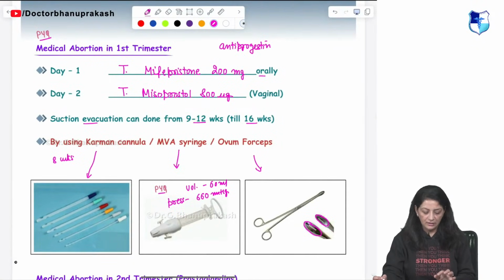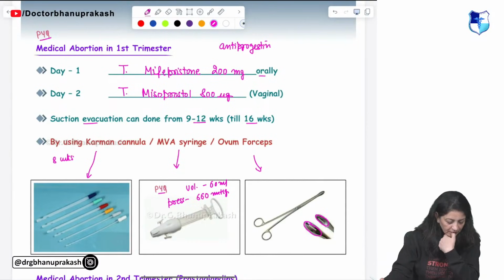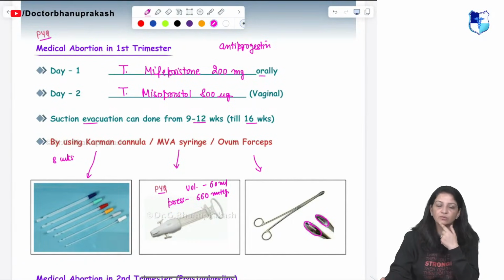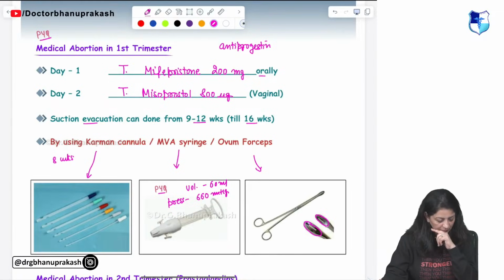Medical abortion and surgical abortion in first trimester. If bubbles are present, it means abortion is completed. Your process of evacuation is completed. If bubbles are present and there is a grasping effect of the uterus, it means the abortion and the evacuation are completed.